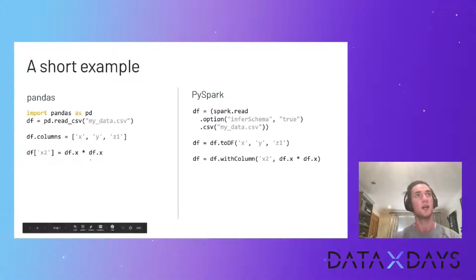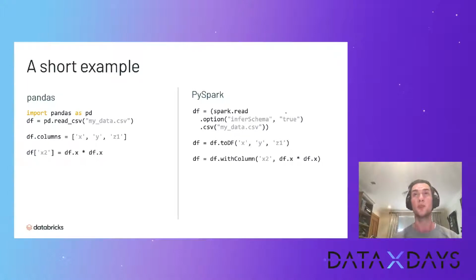If we just highlight here that we want to read in a CSV file called mydata.csv, we're going to import pandas as PD, the classic alias of pandas. And what we want to do is rename these columns X, Y, Z1. And then we also want to create a column X2, which is a multiplication of our X column.